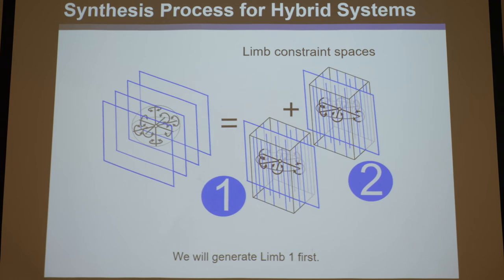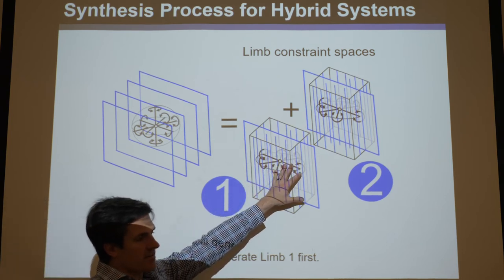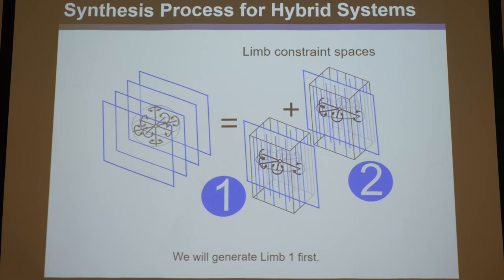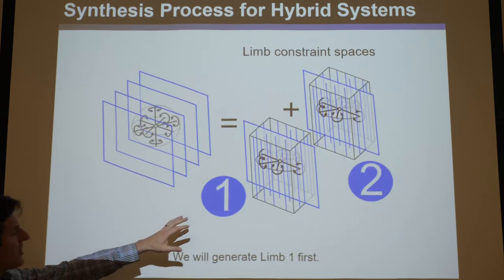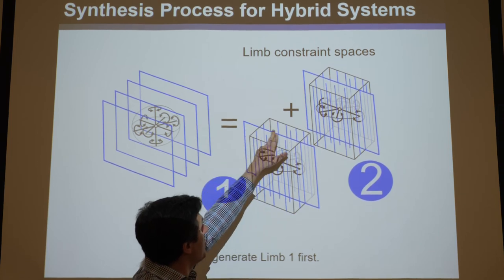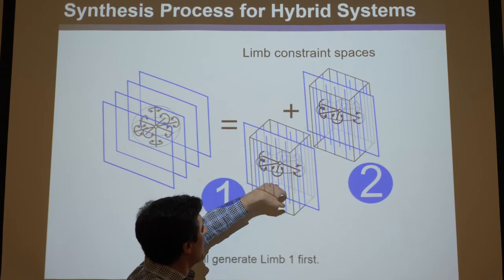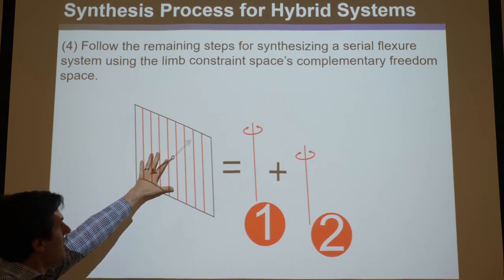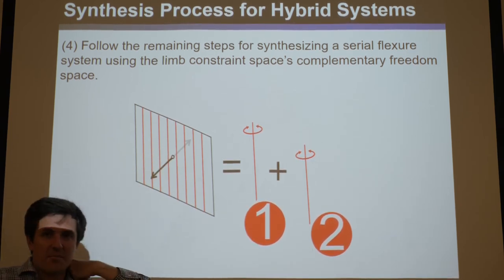And so now once you pick the limb constraint space, the rest is kind of, you know what to do. You find the limb constraint spaces, freedom spaces, and then you synthesize another system, whether it's parallel, serial, or hybrid, right? And so for this case, the freedom space of this is a plane of parallel red lines that's coplanar to this, and the red lines point parallel to that. Just imagine that on top of that guy. And then we're going to say we're going to make a serial limb out of it, okay?